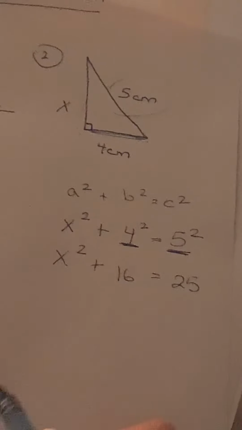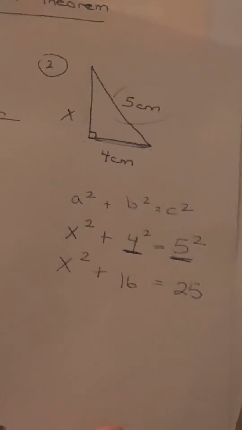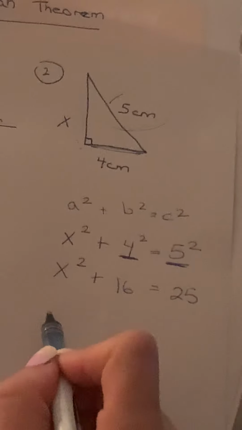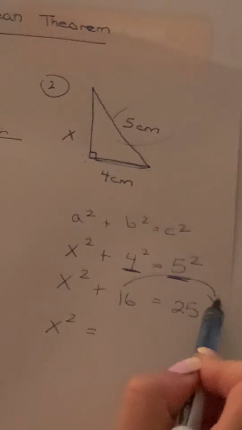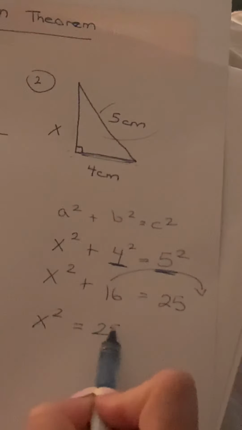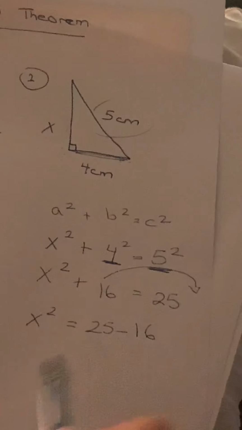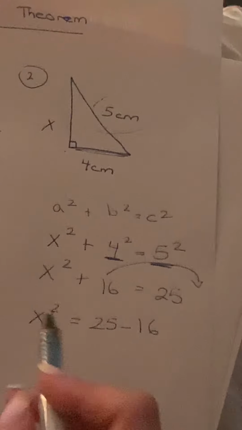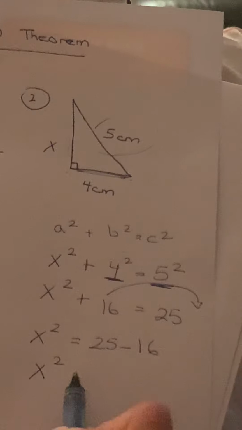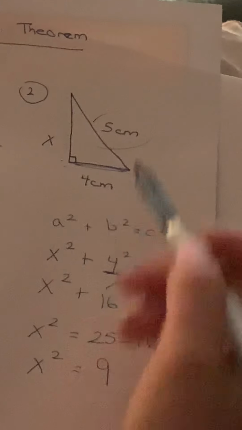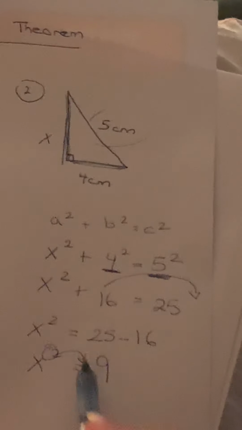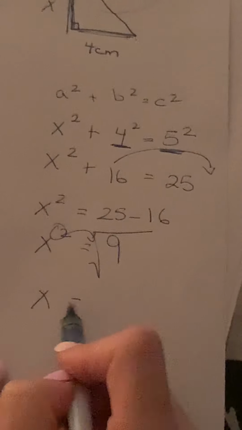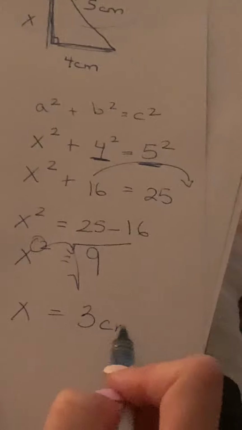Now we're kind of stuck, though. We have to move stuff over, so you have to go back to algebra, and you have to go x squared equals, well, this plus 16 comes all the way over to that side, and it becomes 25 minus 16. What's 25 minus 16? Quick math skills, ladies and gents, is 9. This measurement here cannot be 9, though. We have to get the square root of it. So x, therefore, equals 3 centimeters.